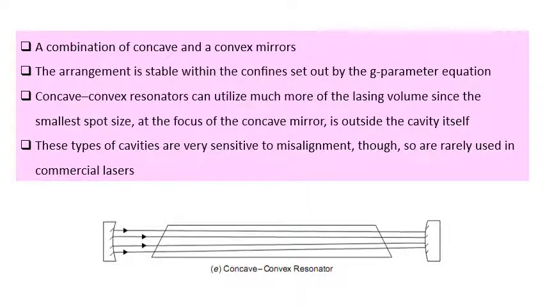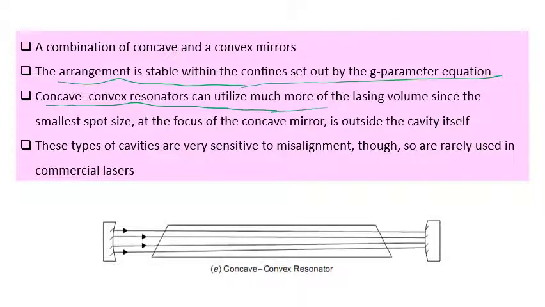Okay, so like here, this arrangement is stable within the limits set out by the G parameter equations. Okay, concave convex resonator can utilize much more of the lasing volume. So what does it mean?